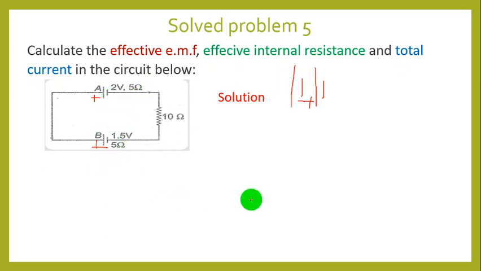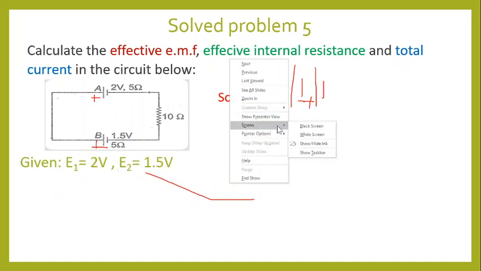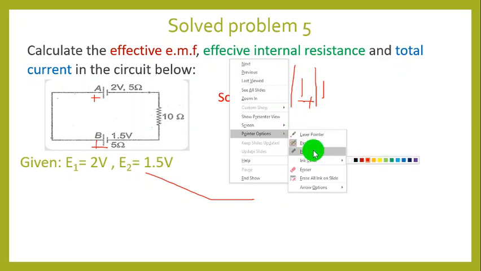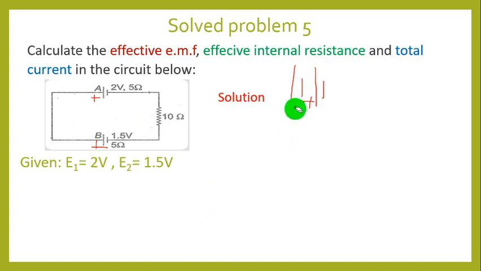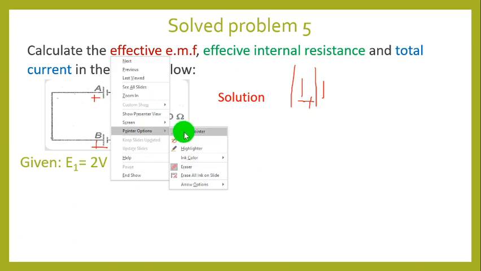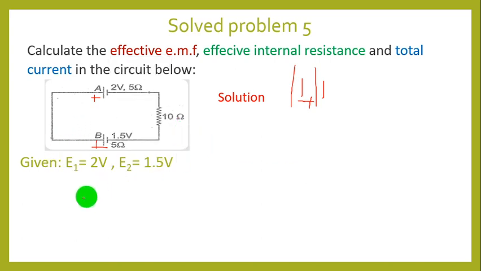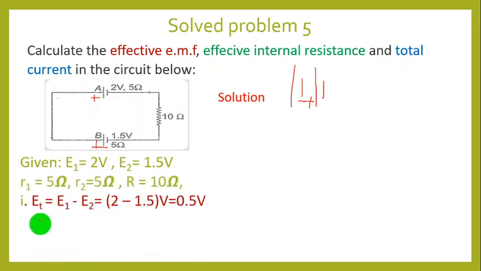So to get the value of effective EMF in this question, all you have to do is that because they are in series but their polarity is in opposite direction to each other, you need to subtract them from each other to get the value of net EMF. You just subtract the smaller one from the bigger one, and that's going to be 2 minus 1.5 volts. That will give me 0.5 volt.